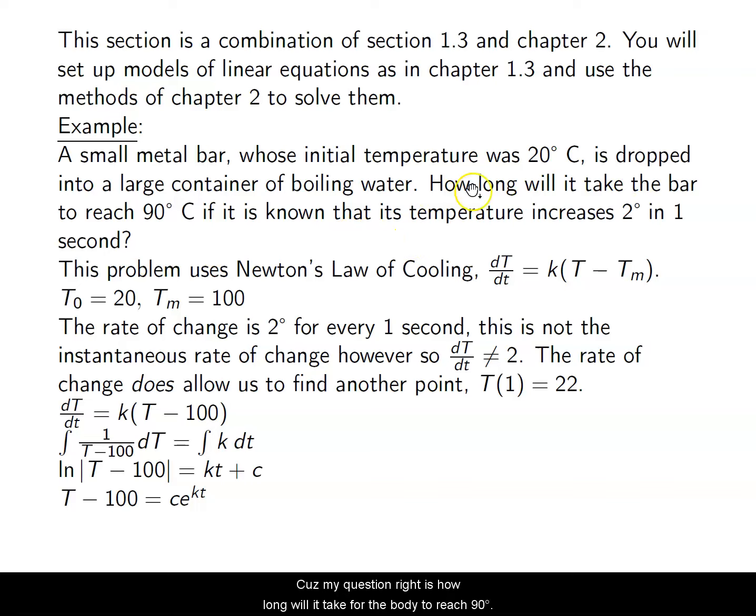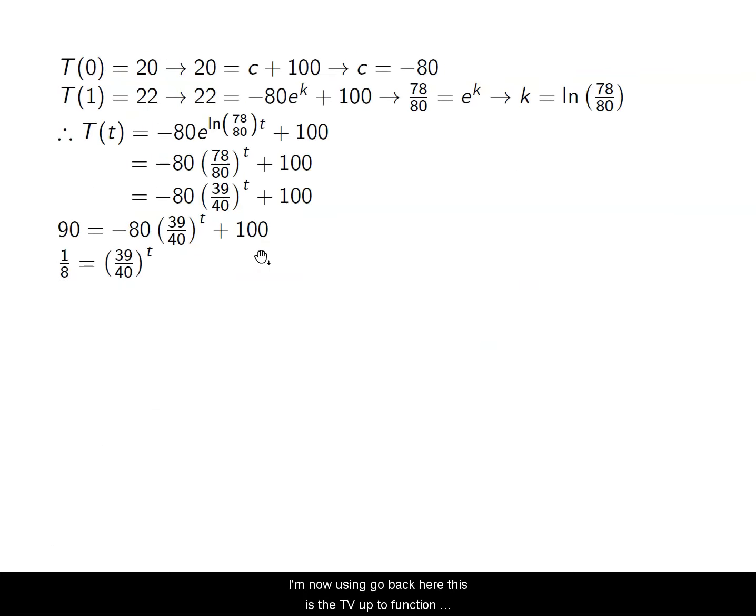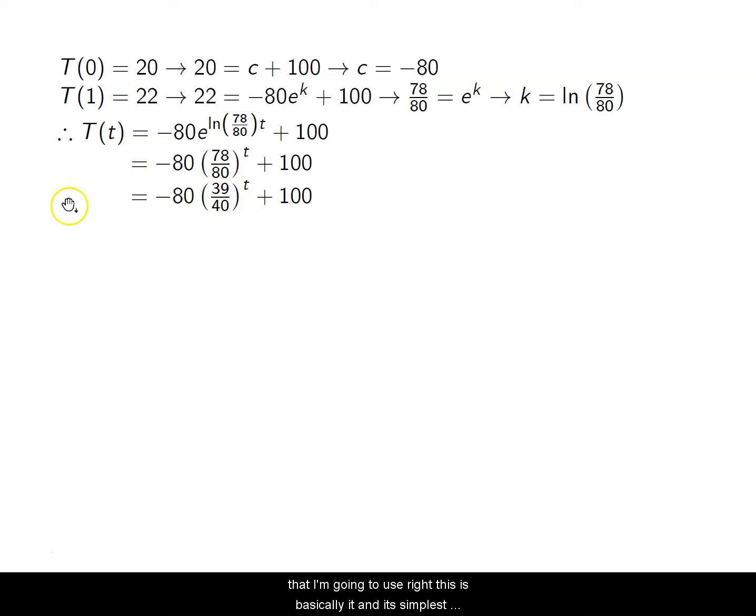because my question, right, is how long will it take for the bar to reach 90 degrees? Okay. I'm now using, let's go back here. This is the T of T function that I'm going to use, right? This is basically it in its simplest form, right? I probably should put another therefore T of T equals this equation, but that's the one that we want to use, right? So now I want to know when my rod will reach 90 degrees Celsius. So that's the output I set it equal to, and then I just solve for T.